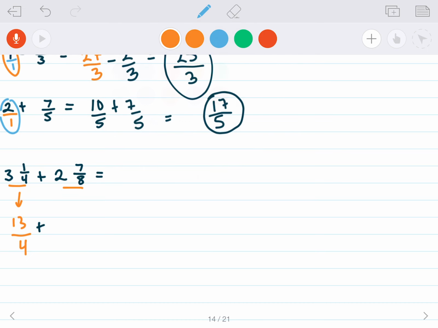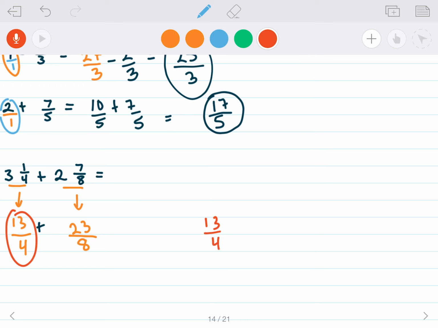And then this guy over here, I do the same trick. 2 times 8 is 16. 16 plus 7 is 23. And that's over the same denominator 8. Now I can add these guys, but wait a minute, they don't have the same denominator. So I take a look and I say, can I change 4 into 8? Can I change 8 into 4? Well, I can change 4 into 8 with multiplication. So I'm going to choose to change this guy.